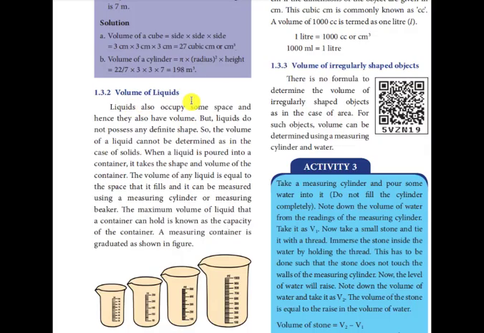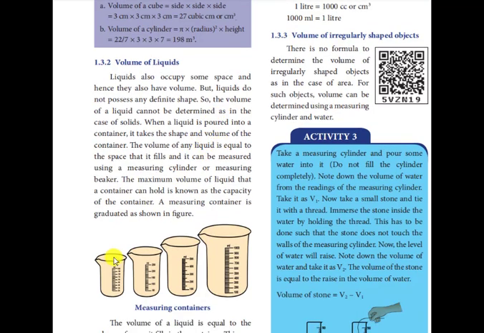Next is volume of liquids. Liquids also occupy some space, so they have volume, is it not? But liquids do not possess any definite shape. If you pour the liquid in a particular container, then the liquid takes the shape of the container, whatever the size may be, is it not?